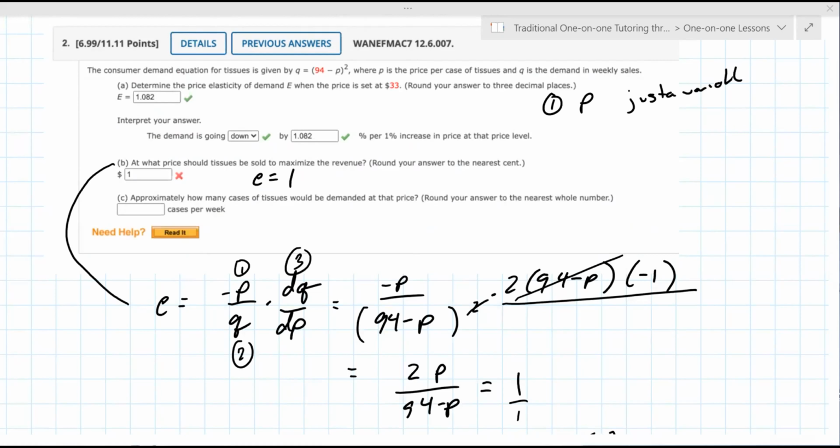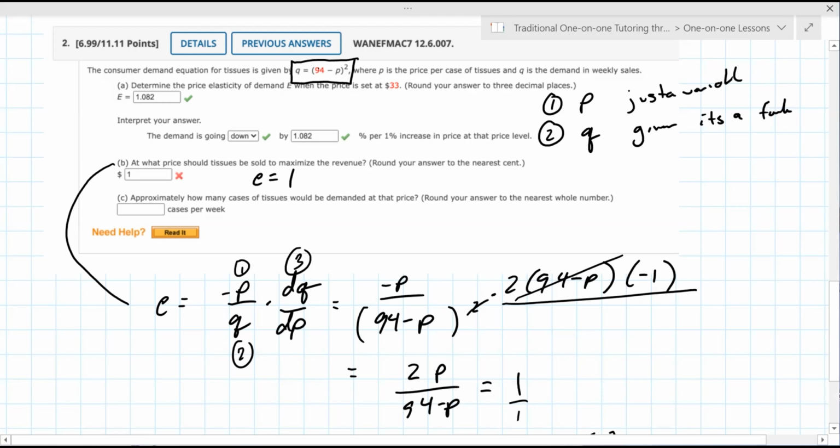Okay. Now Q is usually given. It's a function. In this case, it's right there. There's Q. But you just want the right hand side, like what Q equals. So that's why I wrote 94 minus P squared here. Yes. Okay. And then the third piece is the derivative of Q.